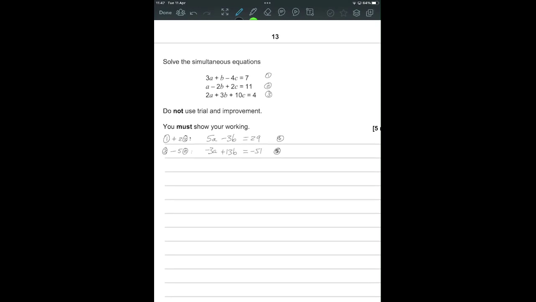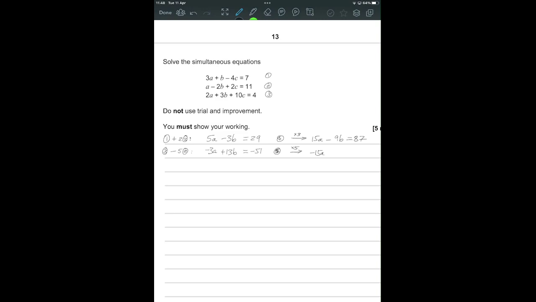Let's solve these. I need to try and match up one of the letters. I can either make the a's the same or the b's the same. The a's look like they're easier to make the same. So I'm going to times the top one by 3. I'm aiming for them all to have 15a. 29 times 3 comes out as 87. And times the bottom one by 5. Again, getting the 15 that I wanted.